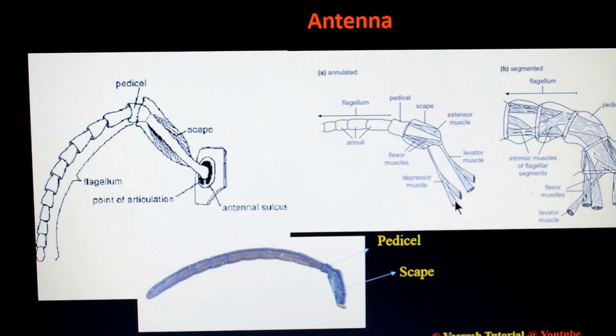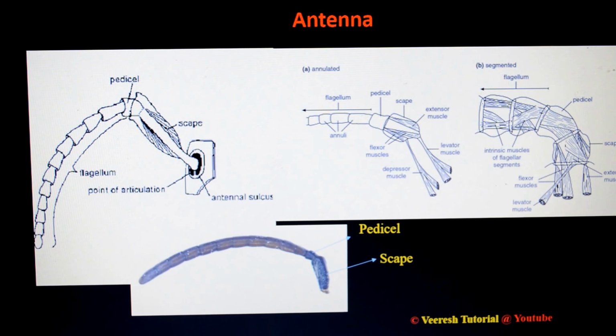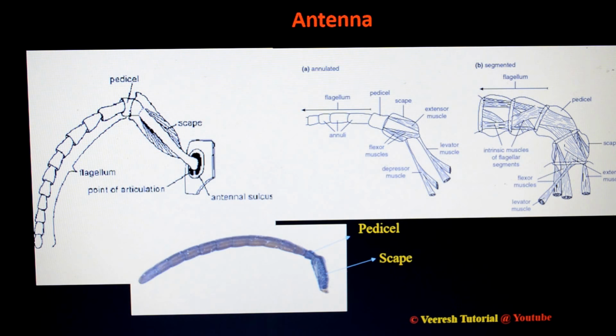And let's see the structure of insect antenna. Usually insects have a pair of antennae which are movable and segmented. These antennae are located between or behind the compound eyes. Usually antenna are present in all insects except in Protura. So if you see the structure of the antenna, the antenna consists of three segments.